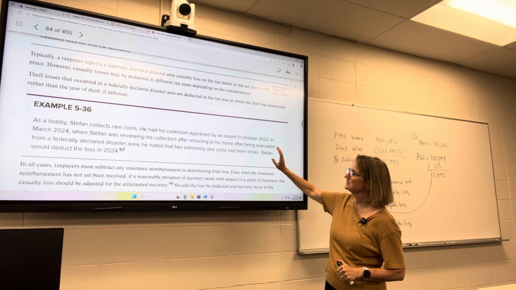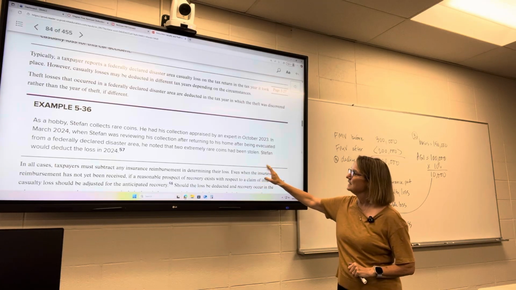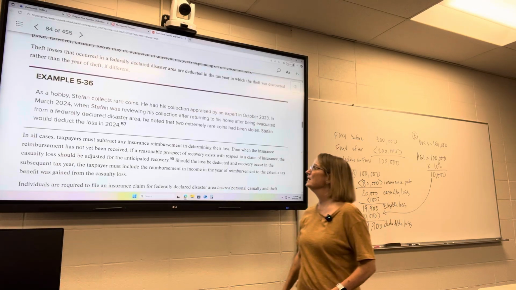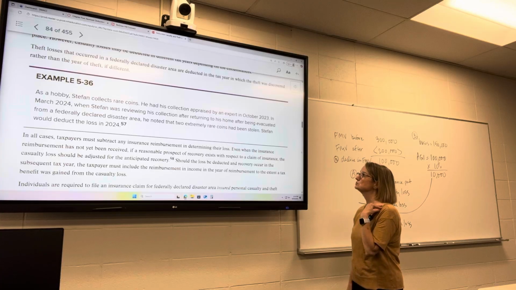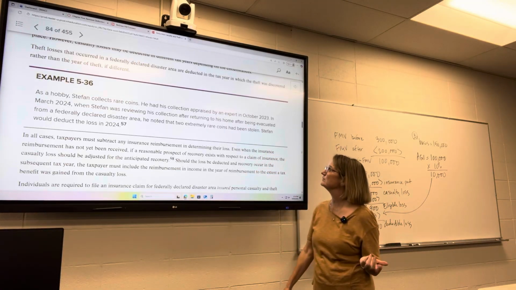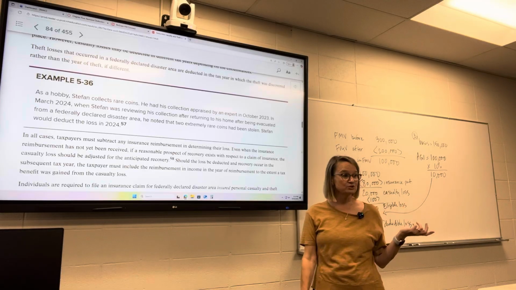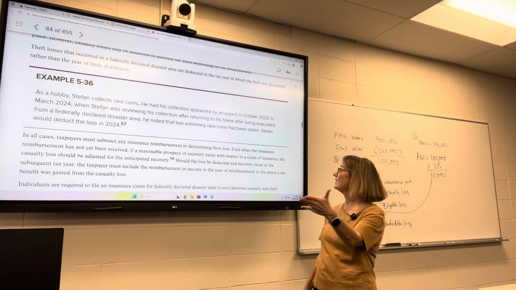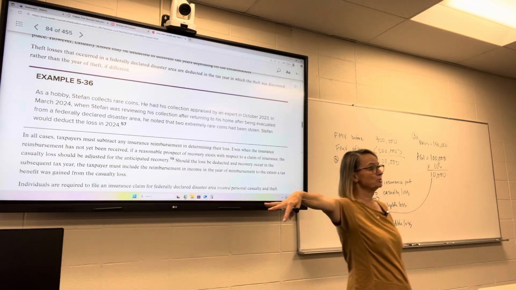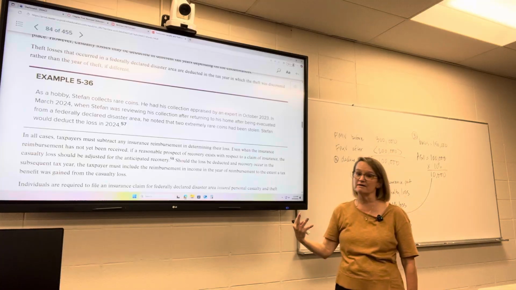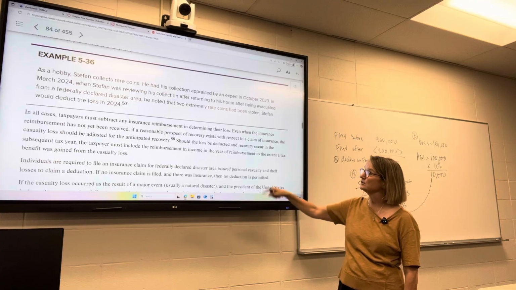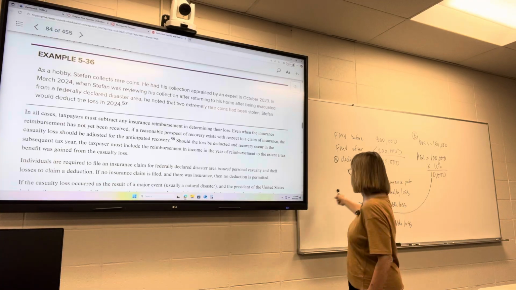So here's Stefan. He collects rare coins and had his collection appraised in October 2023. In March 2024, he was reviewing his collection after returning to his home when he was evacuated from a federally declared disaster area. He noted that two extremely rare coins had been stolen. He didn't notice it until the following year. Stefan then deducts the loss in 2024, not in 2023 when the theft happened, but when he discovered the theft in 2024.